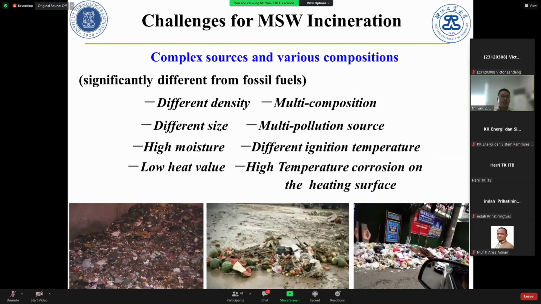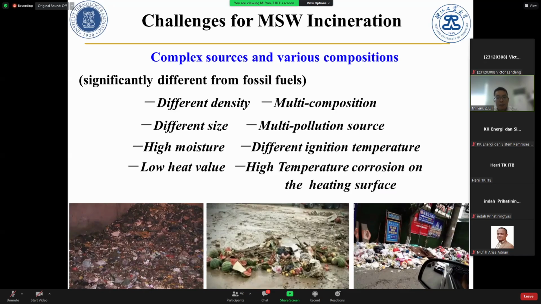So for the MSW, the problem is complex. It's various composition, so it's very difficult to incinerate compared to common fossil fuels, such as coal or gasoline. There are some typical differences, including different density. Maybe you see the watermelon and the plastic, the density is different, right?